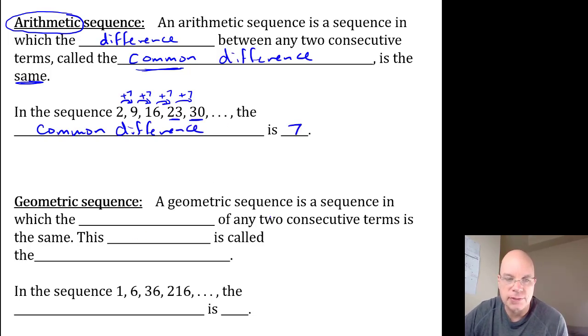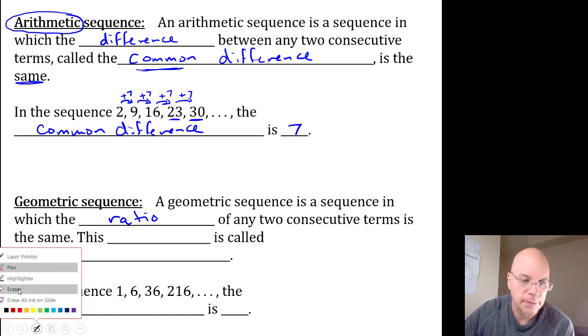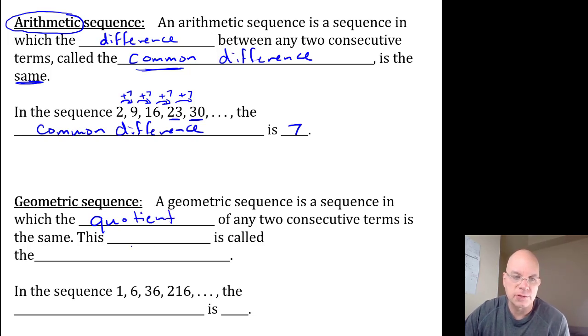A geometric sequence is a sequence in which the ratio of any two consecutive terms is the same. Oh no, let's do this a little differently. We could write ratio, but let's change this to quotient. My bad, sorry. In which the quotient of any two consecutive terms is the same. This quotient is called the common ratio.